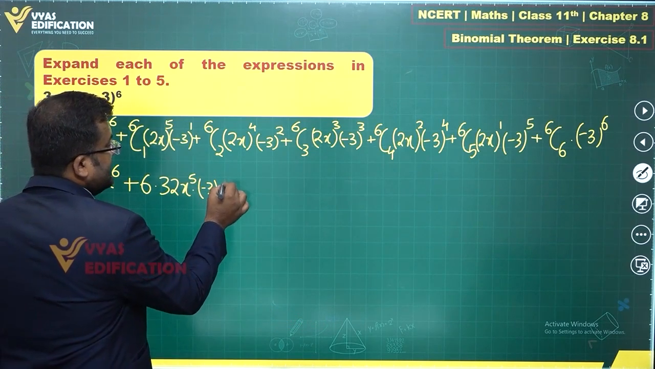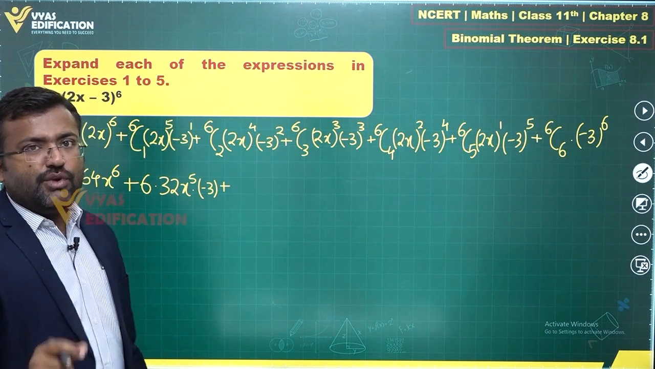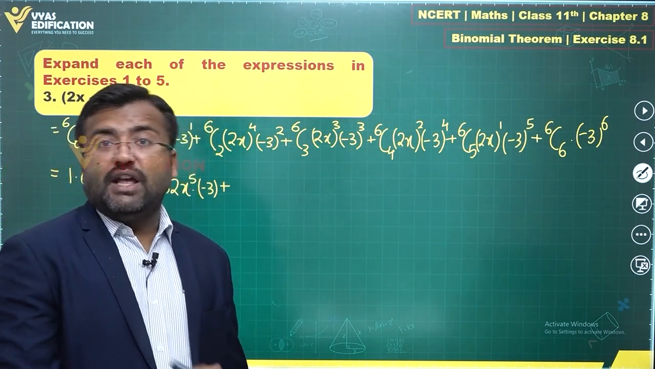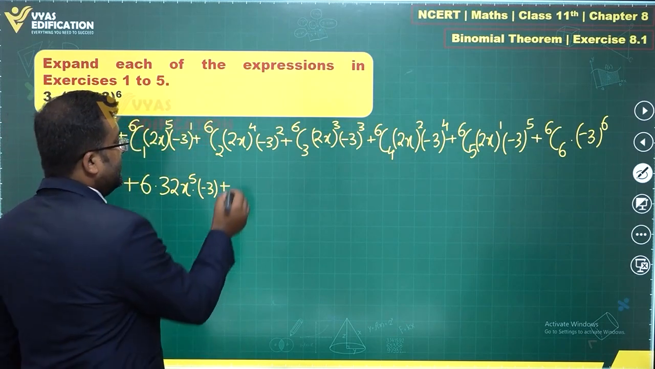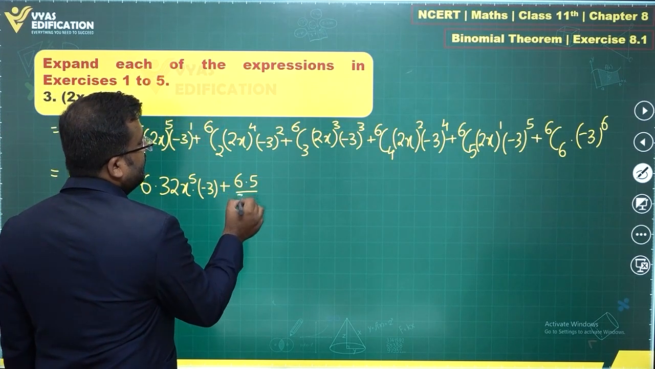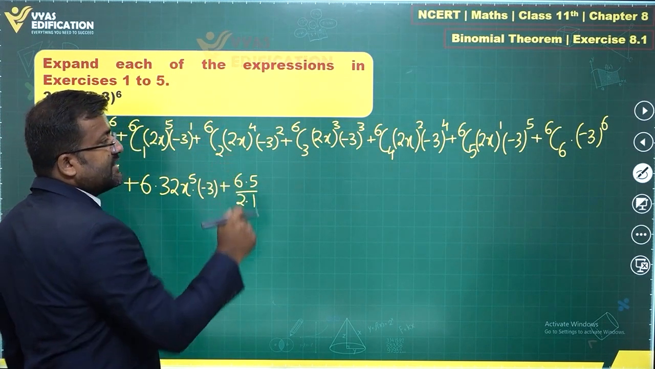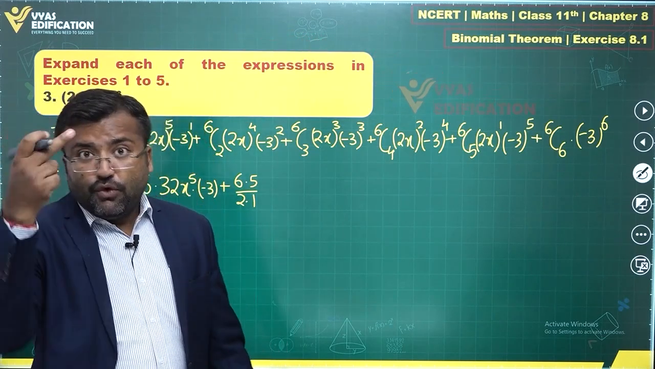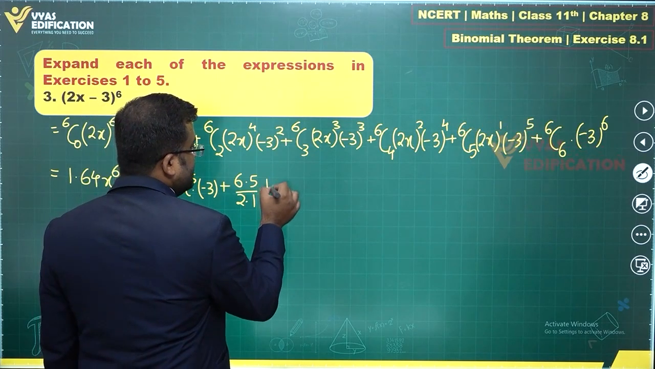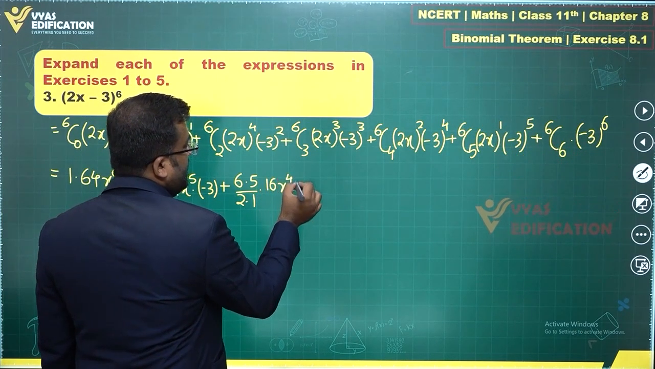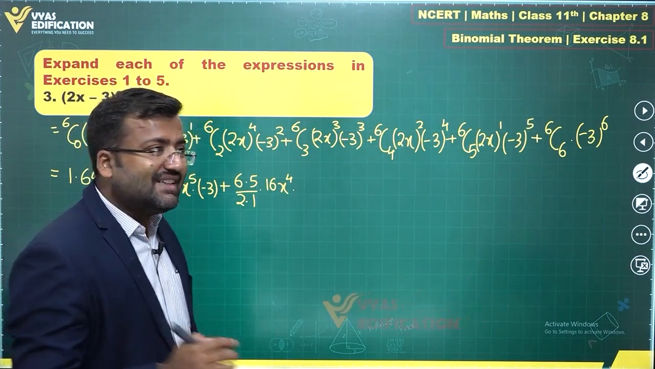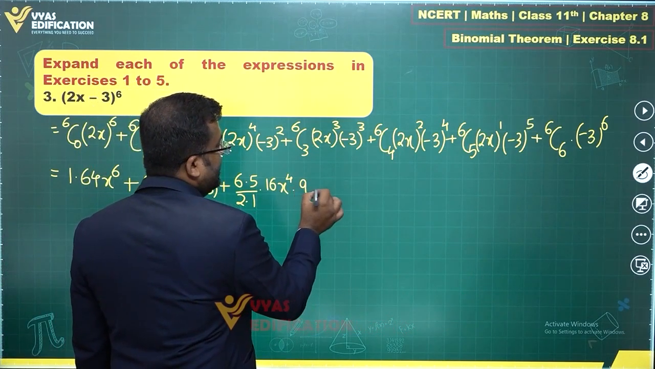What else? Plus 6C2. Now what is 6C2 equal to? Focus. 6C2 is 6 times 5 upon 2 times 1. Let's write it as that. What is (2x)^4? (2x)^4 is 2^4 times x^4, and 2^4 is further 16. So this is 16x^4. What is (-3)^2? Minus 3 squared will be actually plus 9. So this is 9.